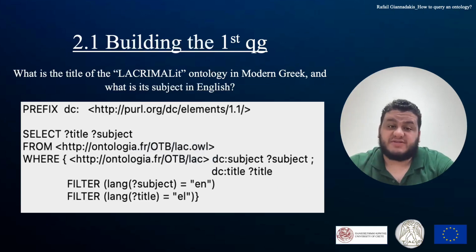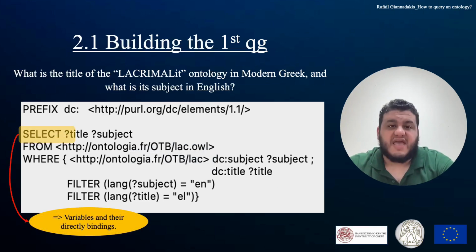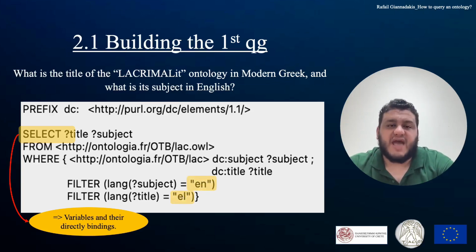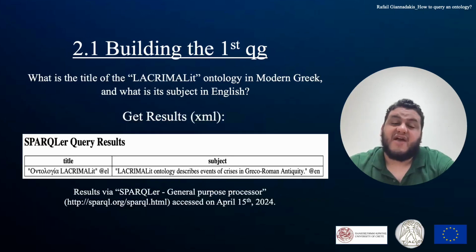As we are interested also to retrieve data concerning variables, we use the SELECT form of results, and because we need them in specific languages, we use the filter of language with ISO 639-1 language tags. Finally, here are the results in XML format via the SPARQL General Purpose Processor.